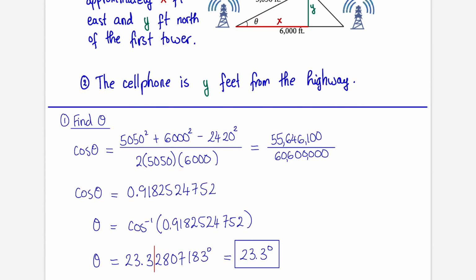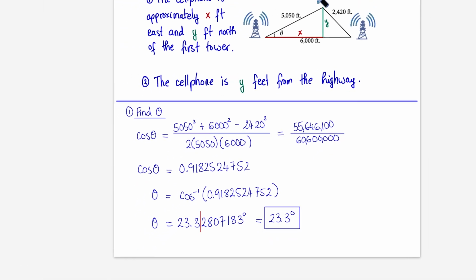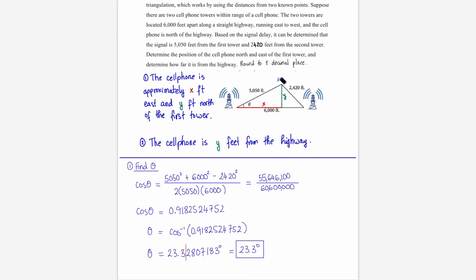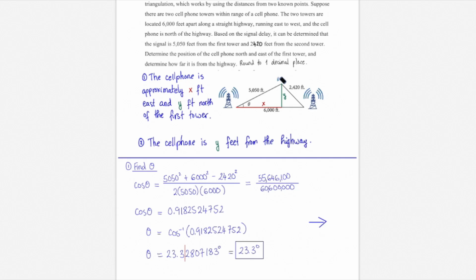So I found this angle theta right here. Next, in order to find X and Y, I only need to use this right triangle. In this right triangle, I have the hypotenuse of 5,050 feet and theta is 23.3 degrees. I don't have enough room here, so I am going to add another page and I will show you how to do it on the next page.